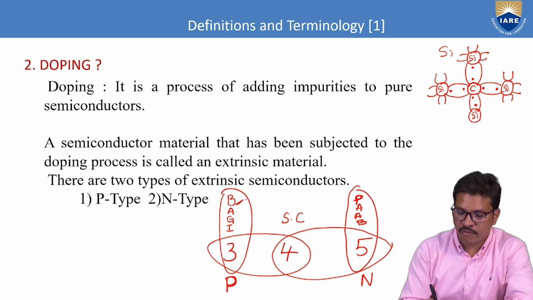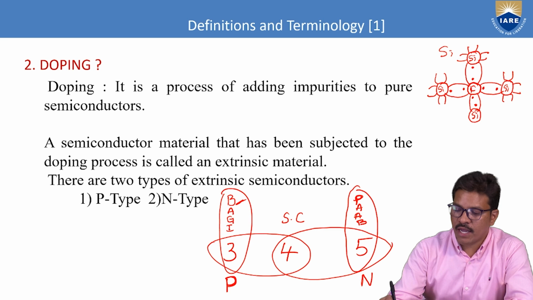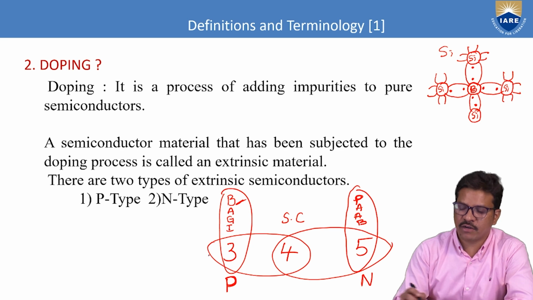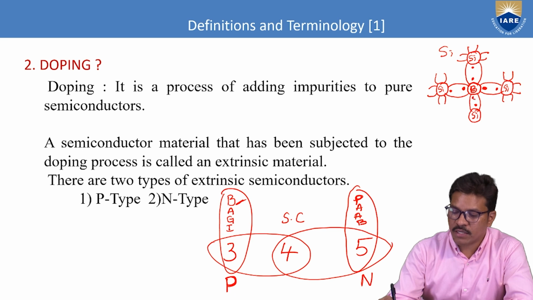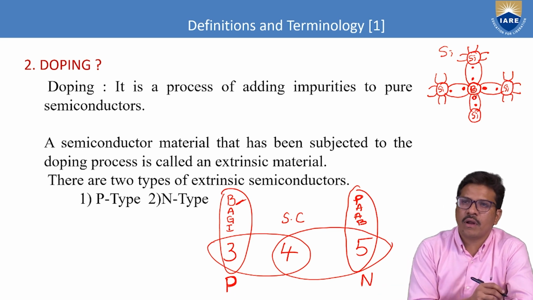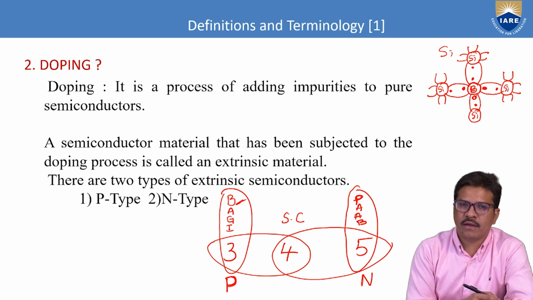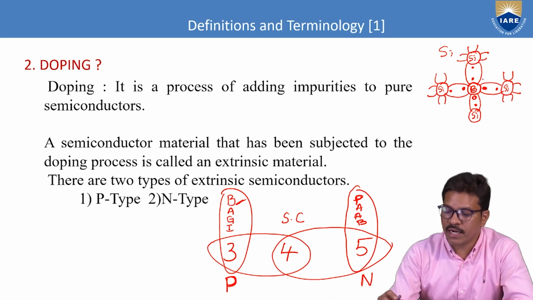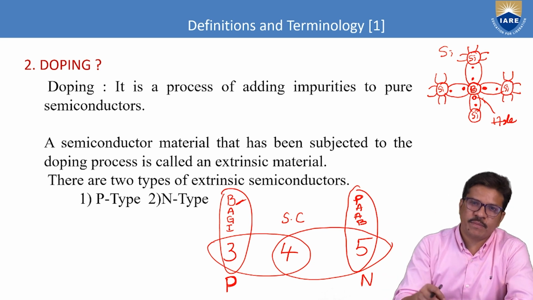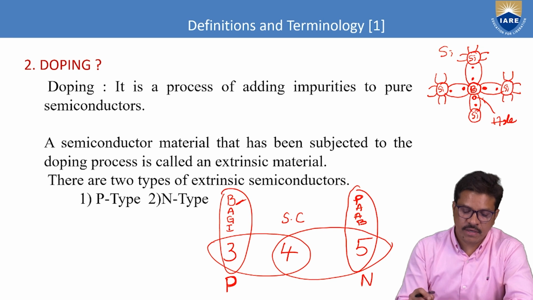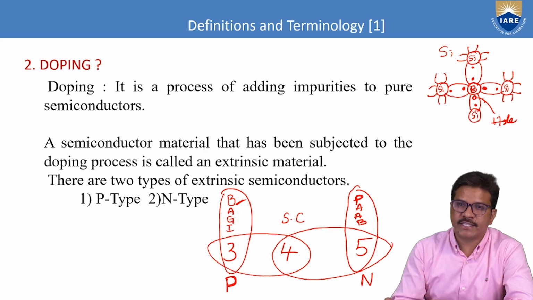Let us take an example of boron. Boron, aluminum, gallium, indium have 3 valence electrons. These 3 valence electrons form covalent bonds with the neighboring silicon atoms, and one place is vacant. That vacant space created is called a hole. In this way, the process of adding impurities to the pure semiconductor is called doping. A semiconductor material that has been subject to the doping process is called extrinsic material.